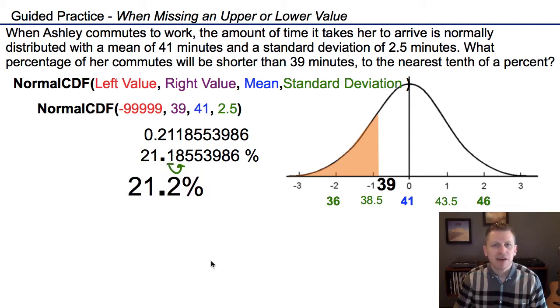Which means that the amount of time she spends on her commute that would be shorter than 39 minutes would be 21.2% of the time. Let's see if you can try one of these problems on your own.